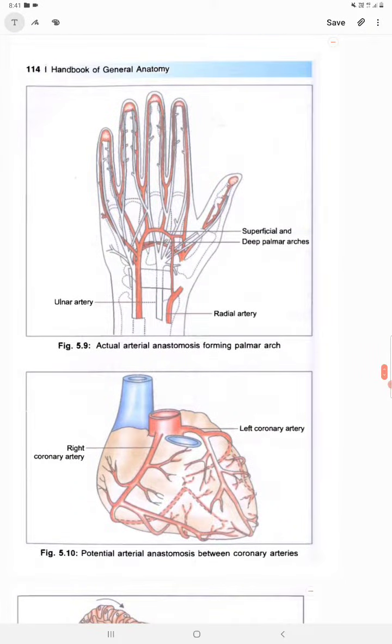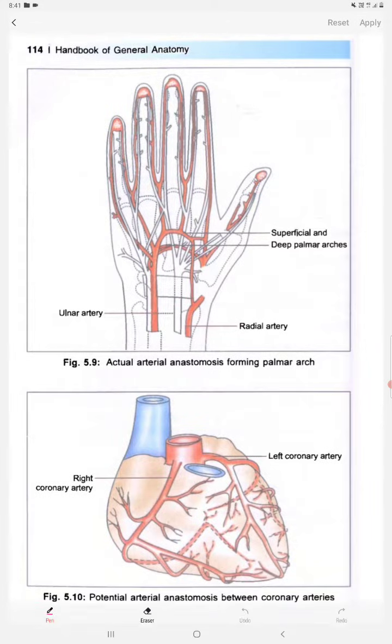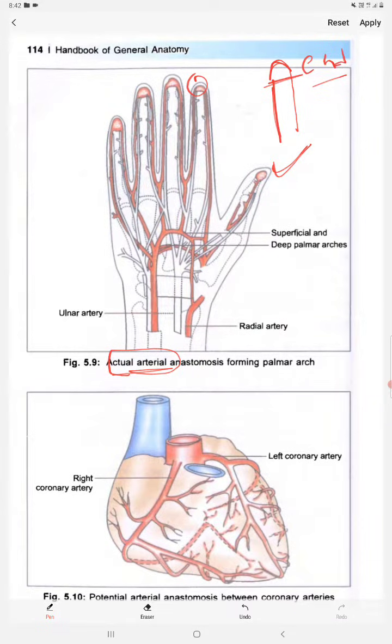Here we can see the actual arterial anastomosis forming the palmar arch in the first picture. We already discussed arterial anastomosis is of two types. One is the actual arterial anastomosis and the second one is the potential arterial anastomosis. In the first picture we can see the actual arterial anastomosis. One artery will be coming like this, and another artery coming like this, and we have the end to end communication. So it is the actual arterial anastomosis.